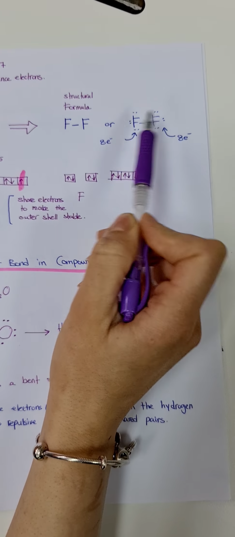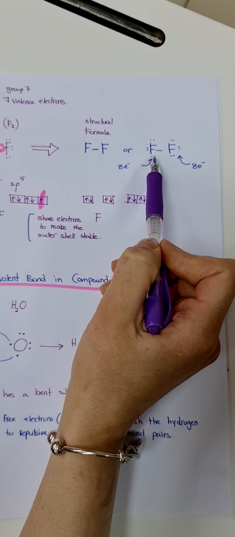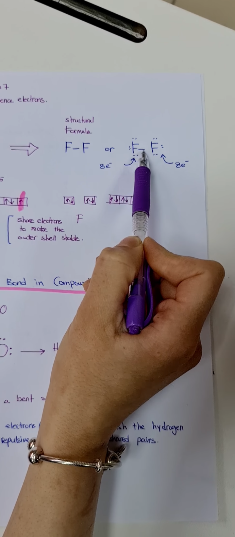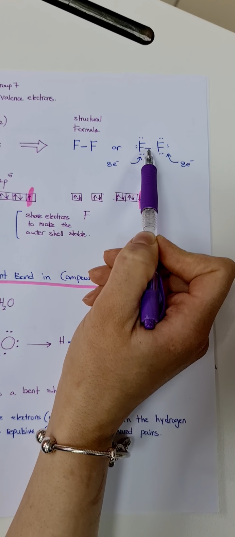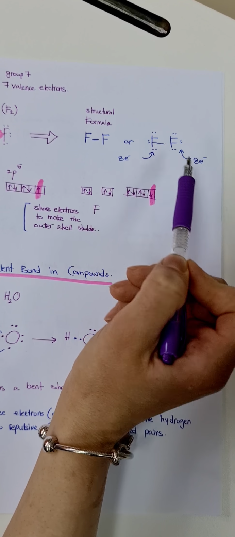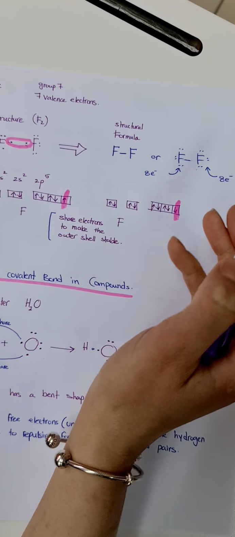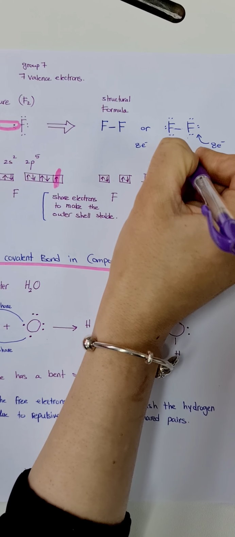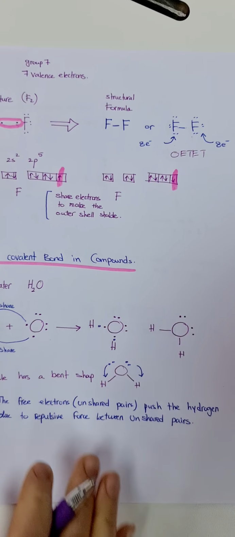If we count how many electrons each one has, there will be 1, 2, 3, 4, 5, and these ones that are shared, we count them for both. So 6, 7, 8. 1, 2, 3, 4, 5, 6, also 7, 8. So this one has 8 electrons and this one has 8 electrons. So it follows the octet rule.